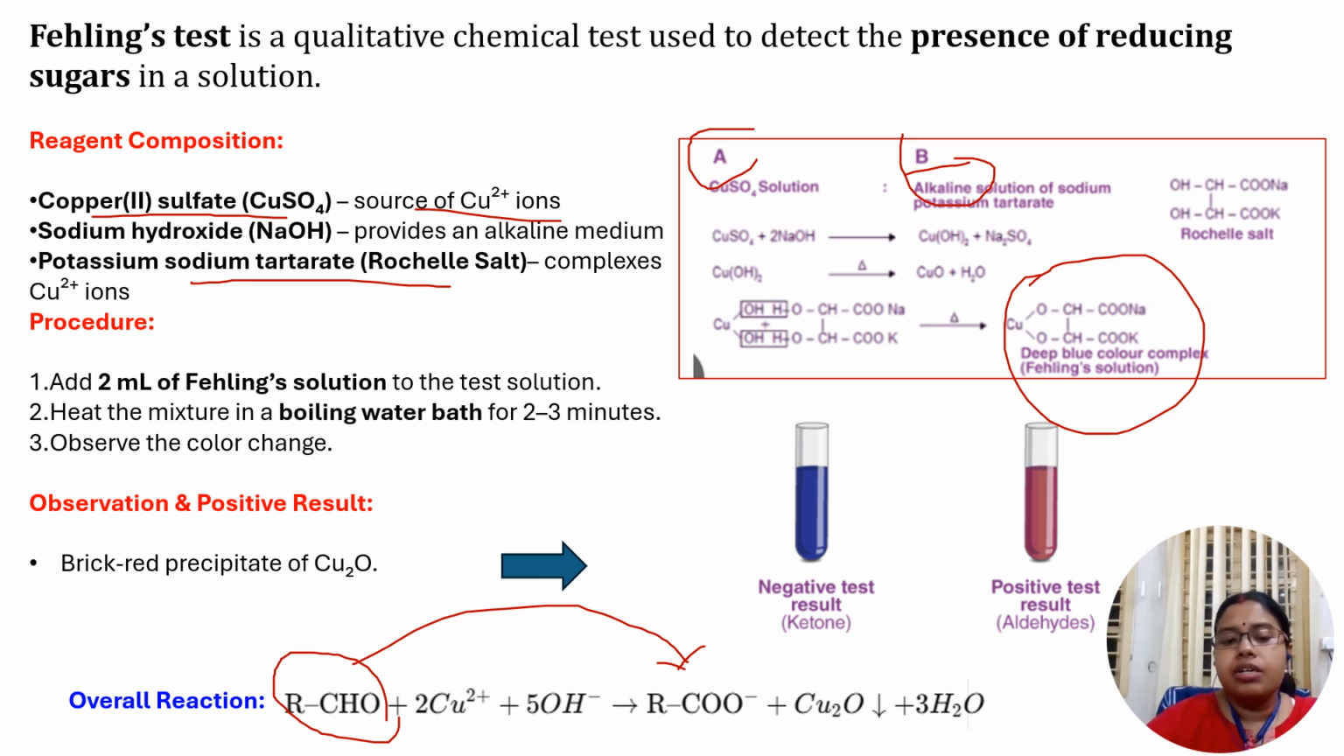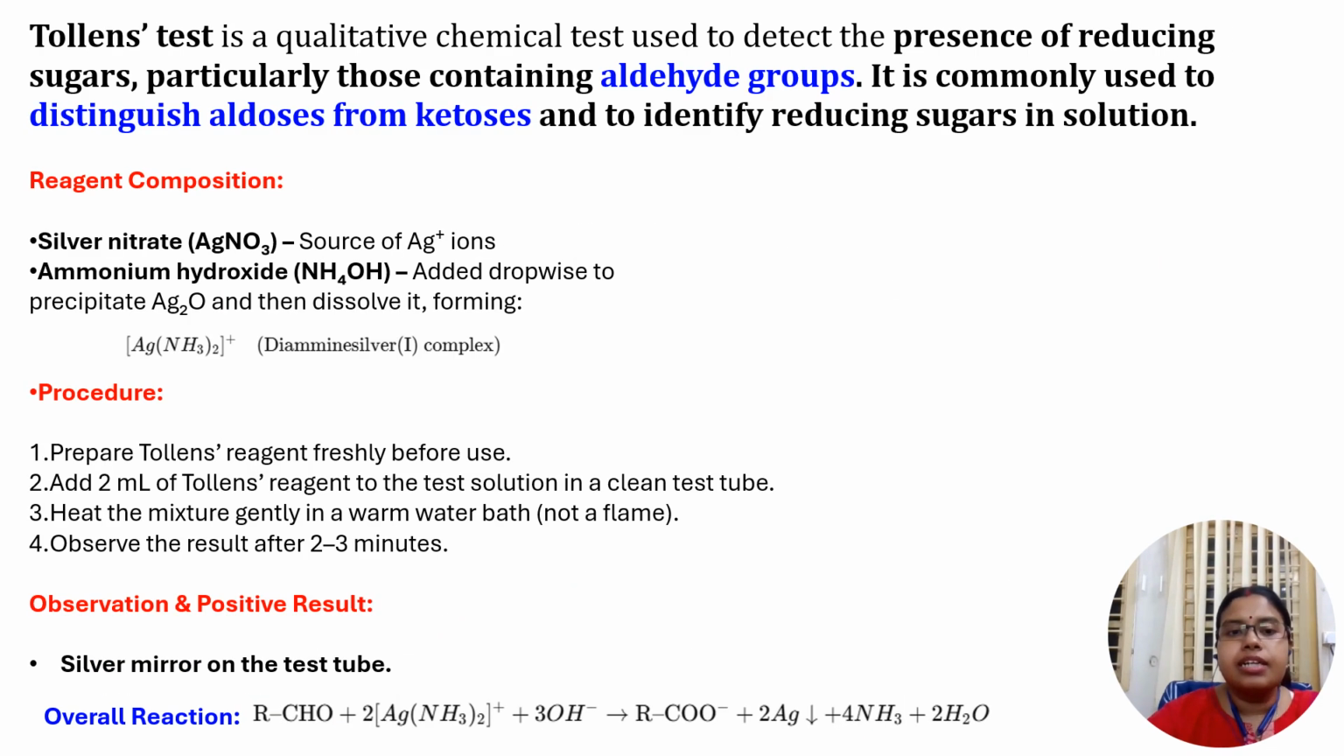These 2 electrons will be accepted by the copper plus 2 ion, then it will form the copper plus, and in presence of alkaline solution, this copper plus will convert to the copper oxide, and it gives the precipitate of the brick red color. So here the glucose, or any monosaccharide, any aldose family or ketose family, acts as a reducing sugar.